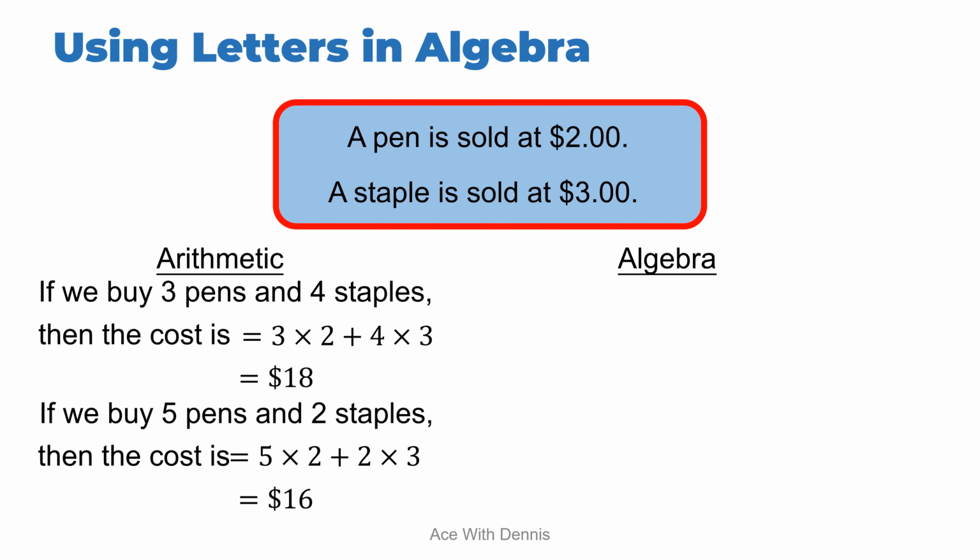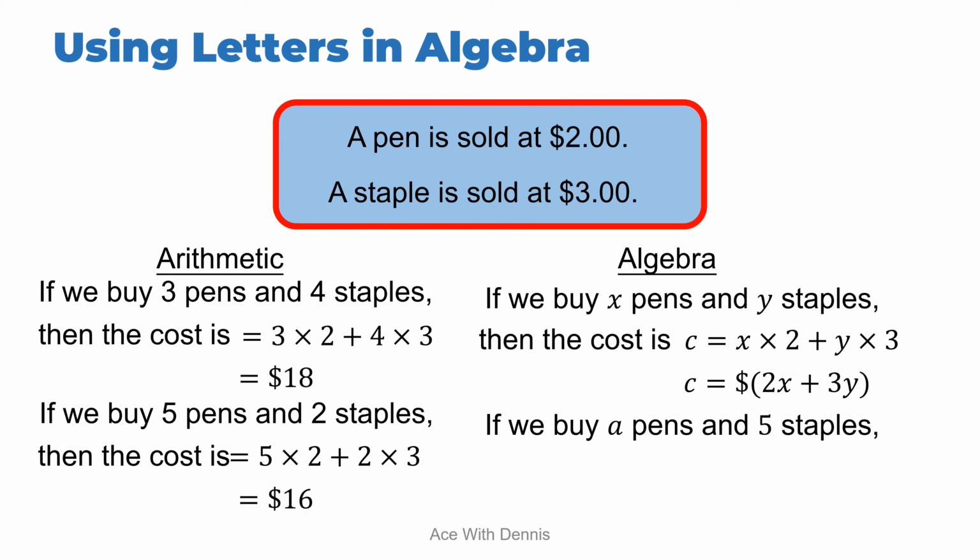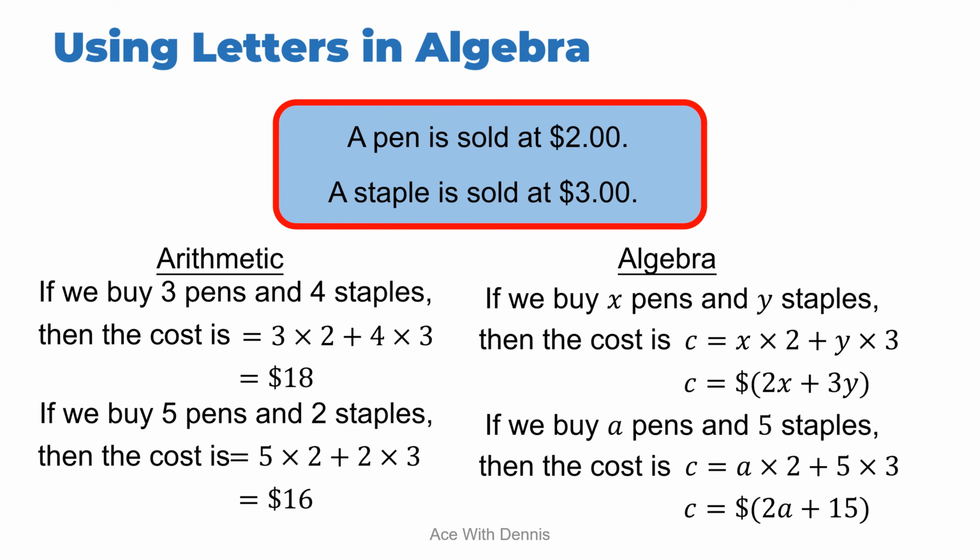On the other hand, in algebra, if we buy x pens and y staplers, then the cost is C equals x times 2 plus y times 3, which is C equals 2x plus 3y dollars. If we buy a pens and 5 staplers, then the cost is C equals a times 2 plus 5 times 3, which is C equals 2a plus $15.